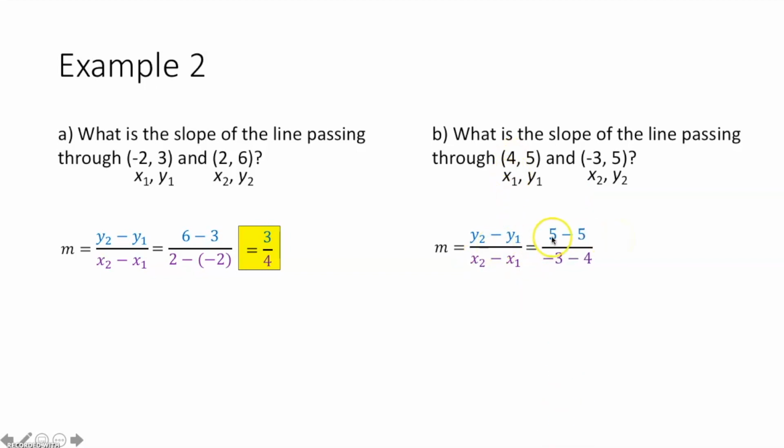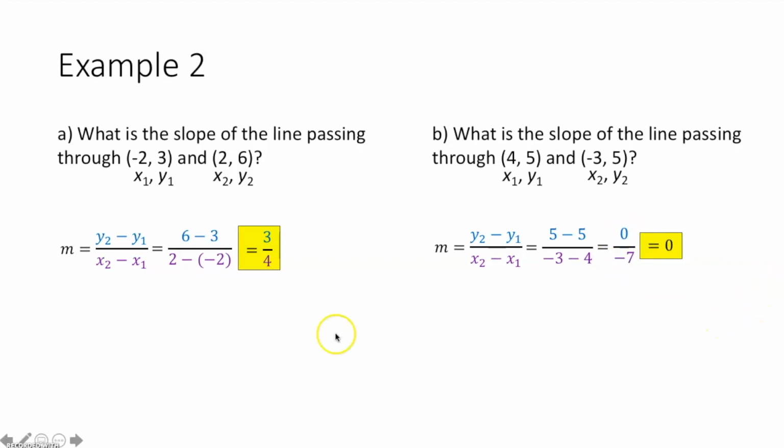Now we simplify. What's 5 minus 5? That's going to give you 0. And what's -3 minus 4? Well, -3 minus 4 is the same thing as -3 plus -4, so that'd be -7. Now, what is 0 over -7? That's going to be 0. 0 over a number, any number besides 0, is going to be 0.